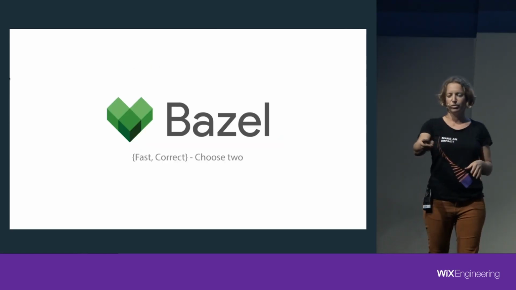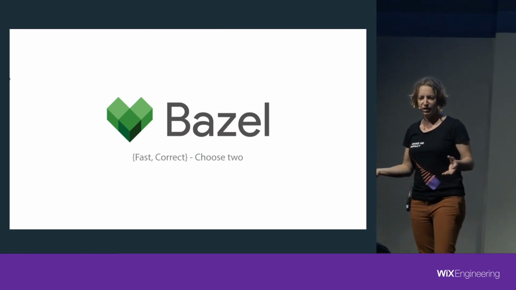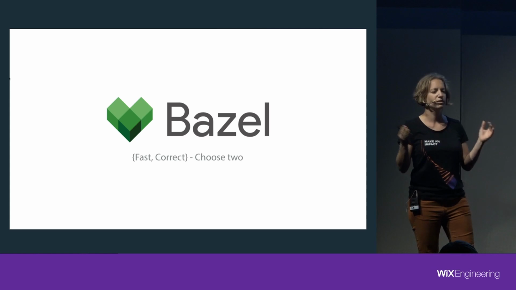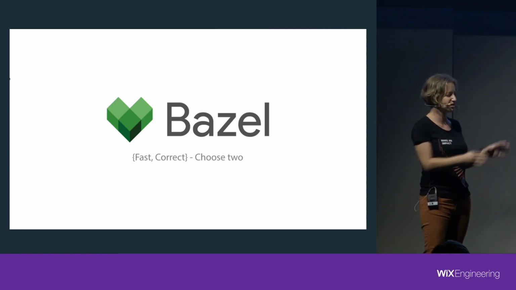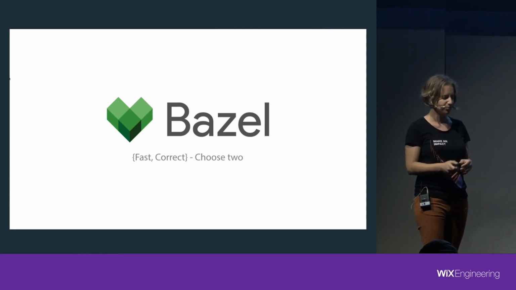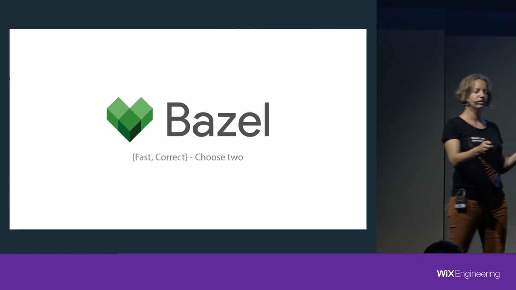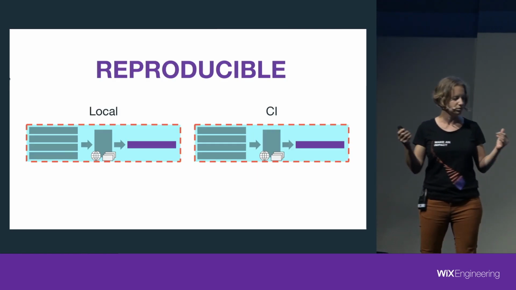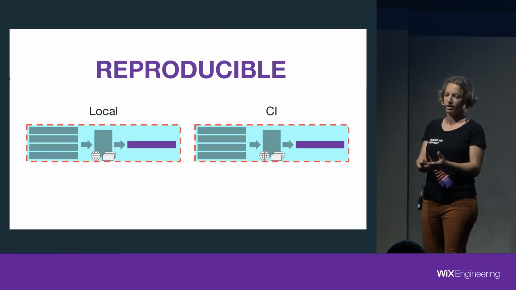And this leads us to the famous Bazel branding that we all know about, okay? This is a build system that is fast and correct, okay? And it says choose two because usually you end up having to trade off one for the other. So we were moving Wix to use Bazel, and we wanted all of our developers to also enjoy this thing.